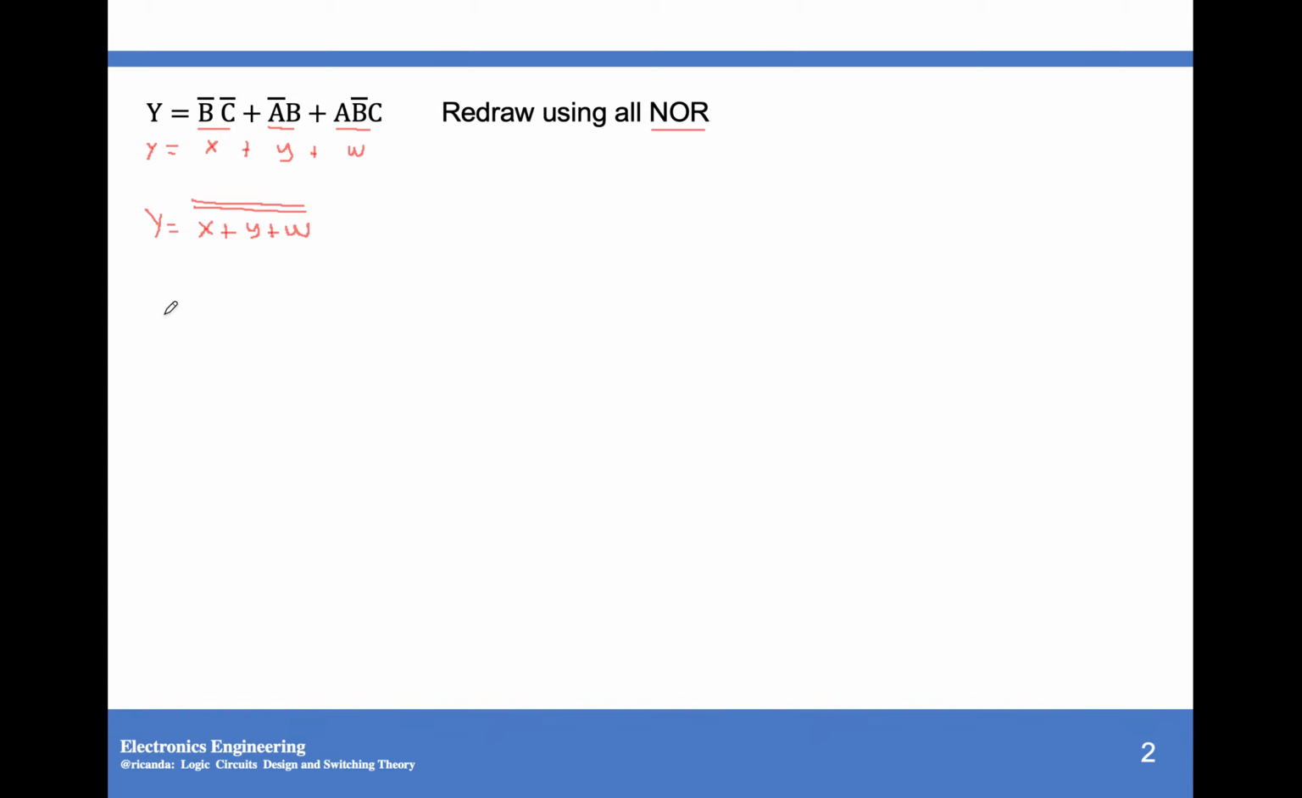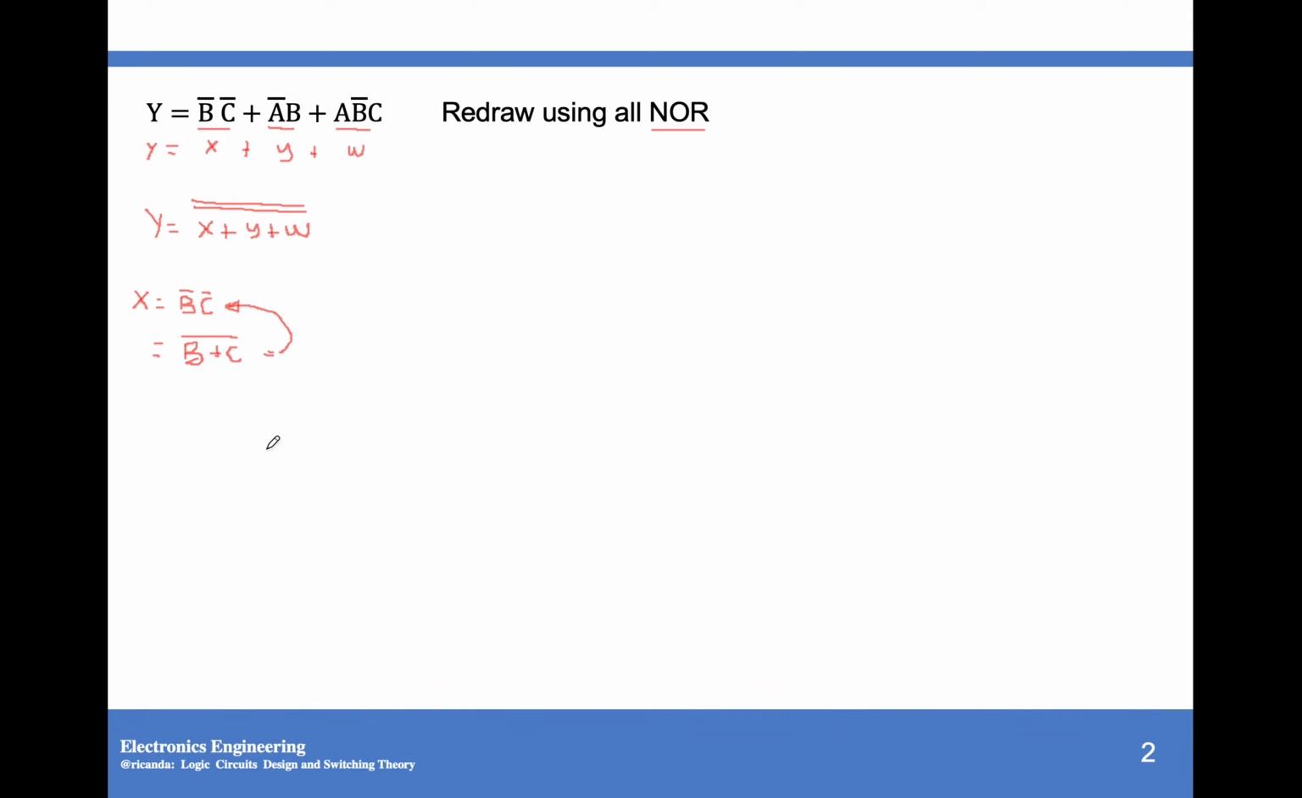So first, what is x? Your x is equal to b bar or c bar. But we are going to use NOR. So in your NOR, if this is your b NOR c, so it is a NOR. But because we are using a NOR, we have to break that bar, and it will go back to its original expression.